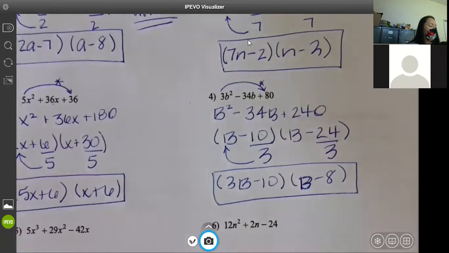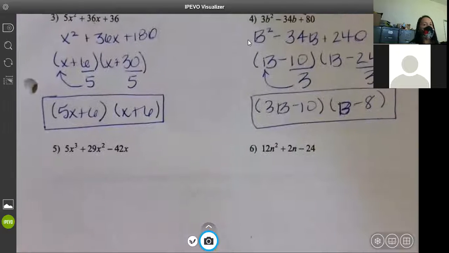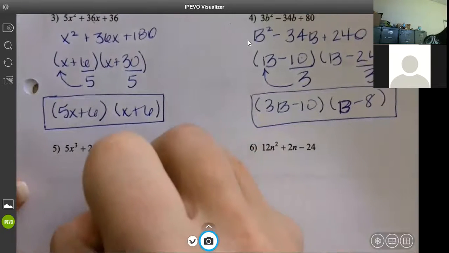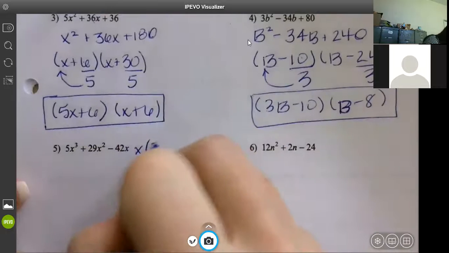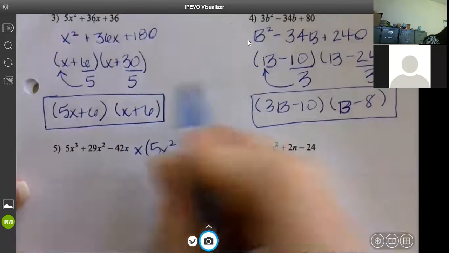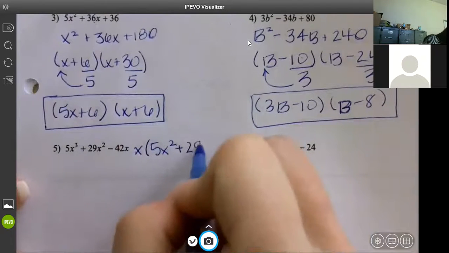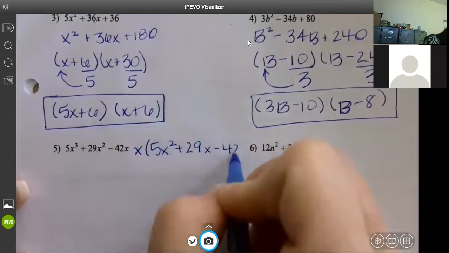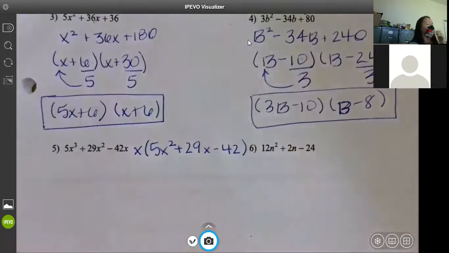All right. One more of these and then we'll see some stuff happening. Okay. 5, 29, and 42. But look, what do they all have in common? They all have an x, right? So let's go ahead and take that x out. So that changes it to 5x squared plus 29x minus 42. Now, remember when you write your answer, that x has to be there. The one that you pulled out has to be there.